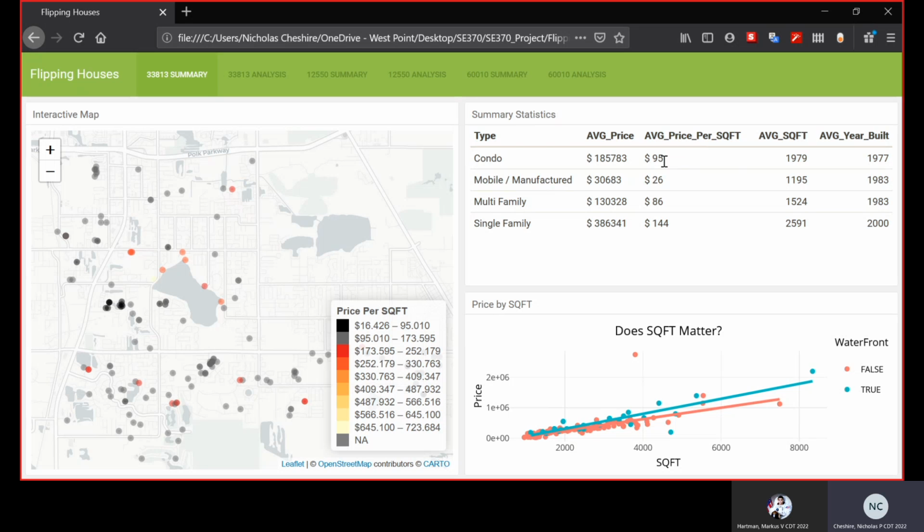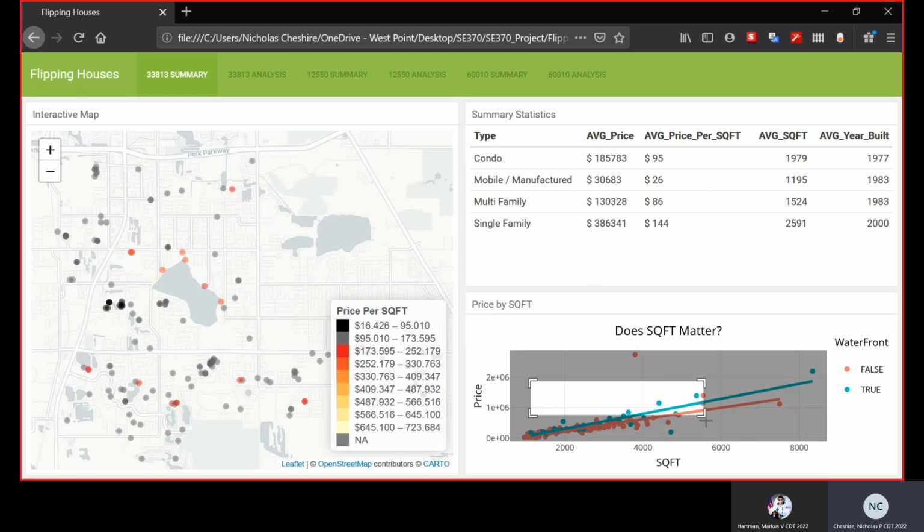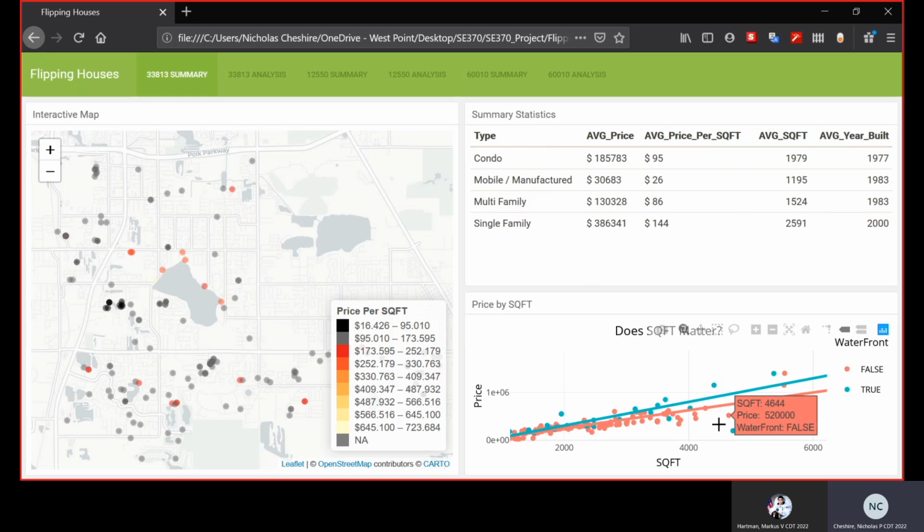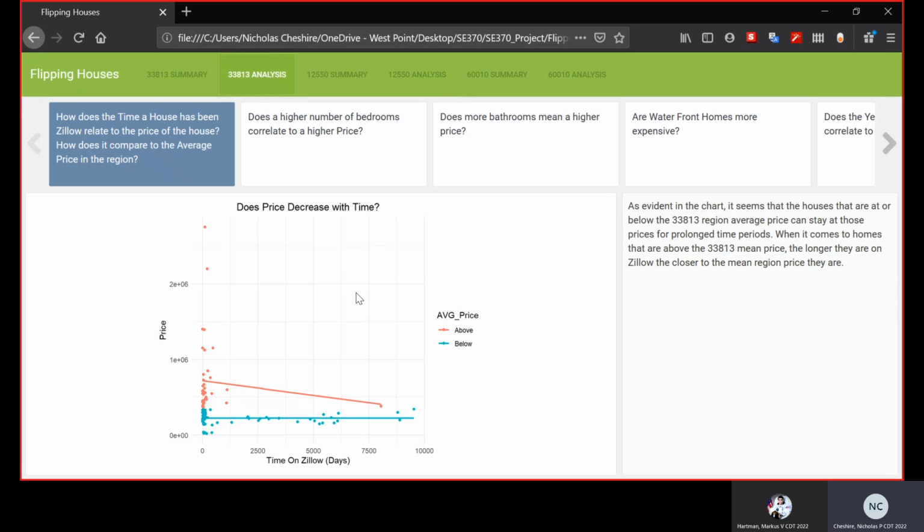Over here we have our summary statistics, which breaks down the homes by their type. We get the average price for that type, the average price per square foot for that type in this area, the average square footage by type in this area, and the average year they were built. Here we have a graph that was built using Plotly, an additional R package that creates interactive maps. We can look at whether or not a home is waterfront, and the price by square footage.